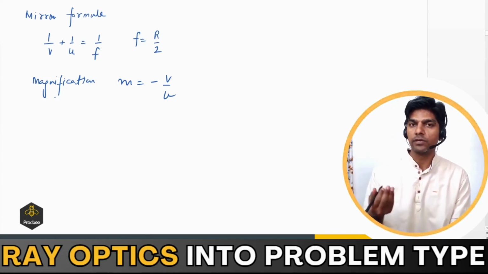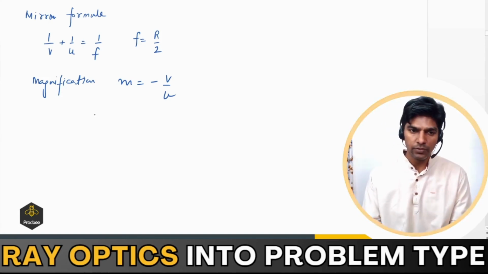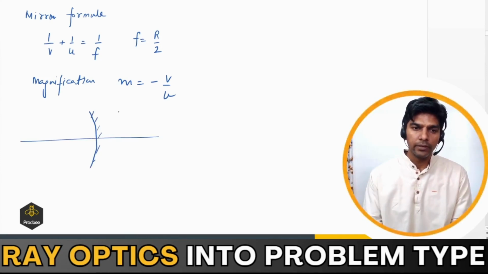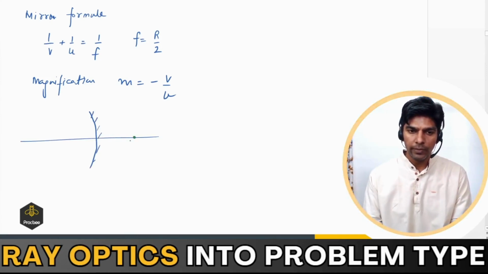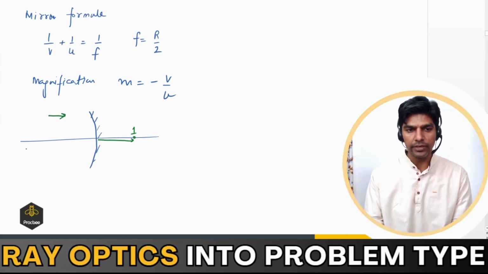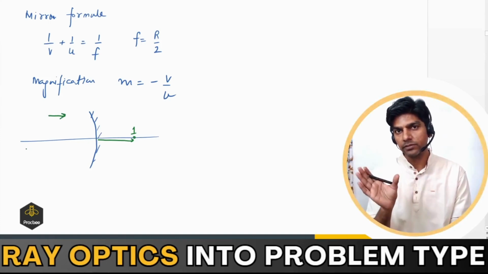For example, all the distances are measured in the direction of the incident rays. Suppose this is the concave mirror, and suppose we want to measure this distance. To measure the distance of point 1, let us say, we have to travel, and let us say this is the direction of the incident ray. So we have to travel in the right direction along the direction of the incident ray. We'll take this distance as positive.